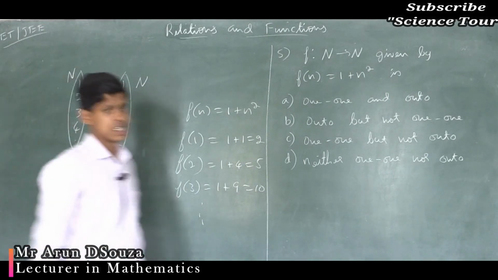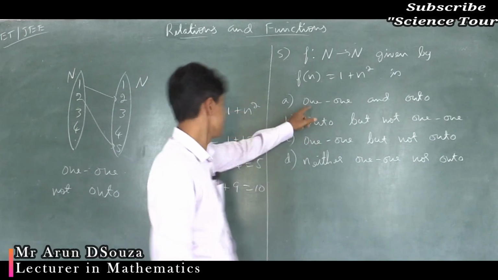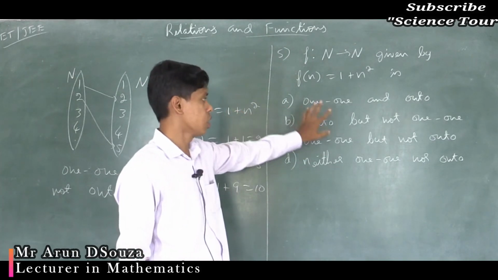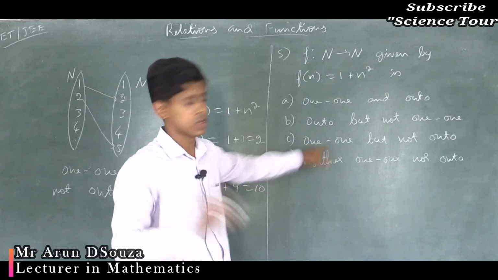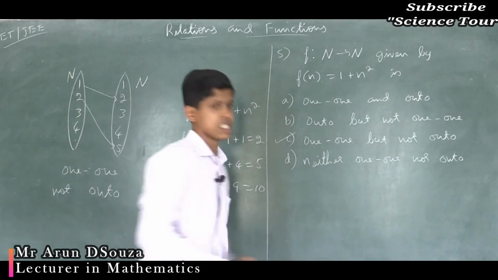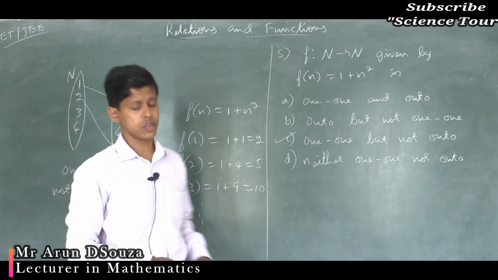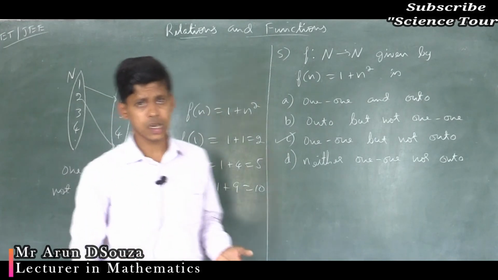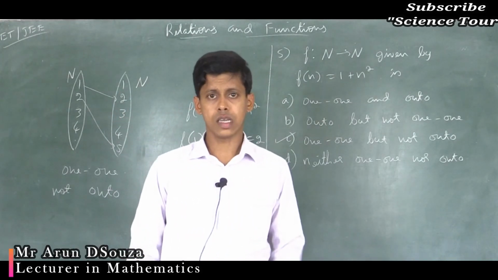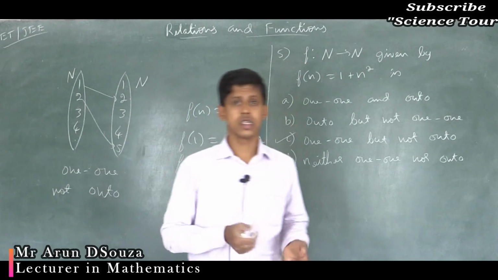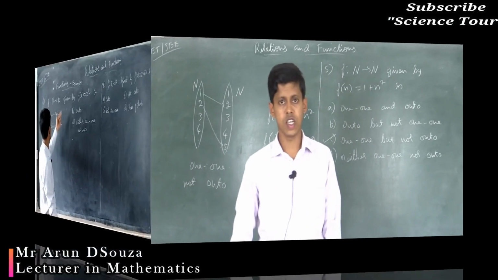So hence decide the appropriate option here. It is 1-1 but not onto. So this is 1-1 but not onto. Therefore option C is the right choice for us. So that's it for today's class. Thank you for watching. In the next class we will continue to solve questions of bijective functions.